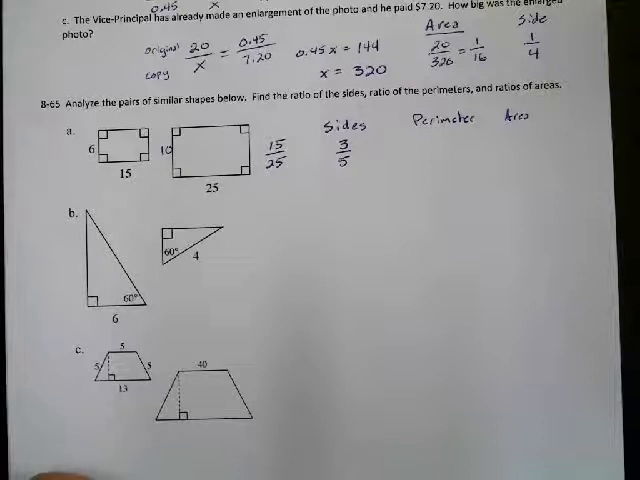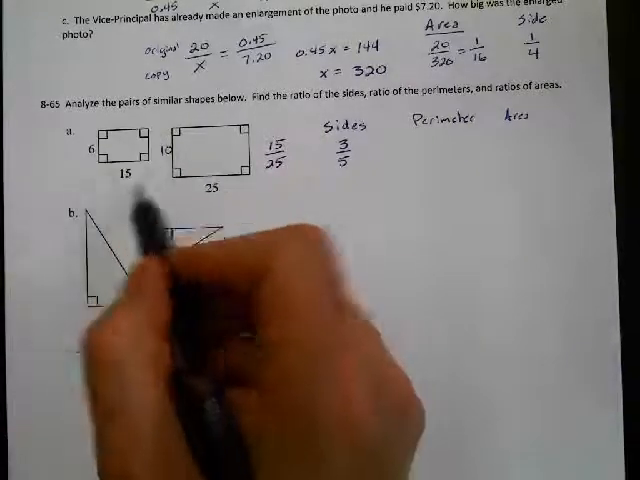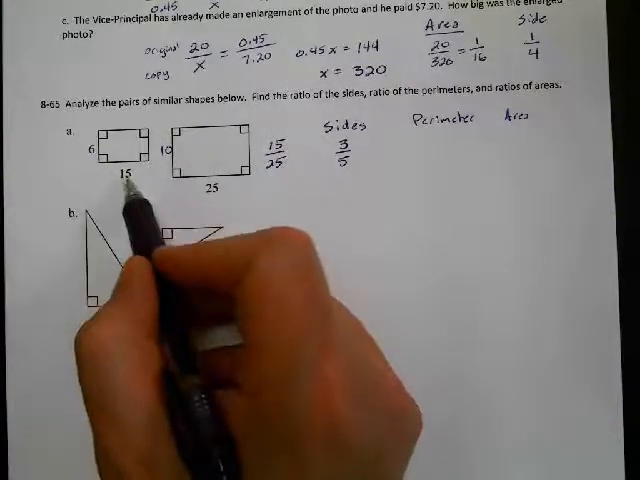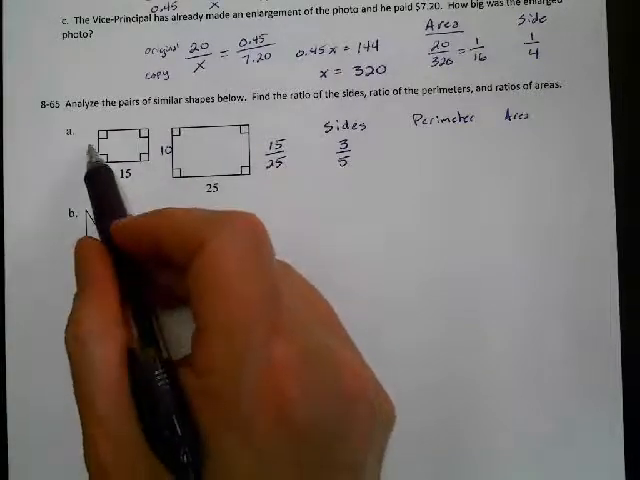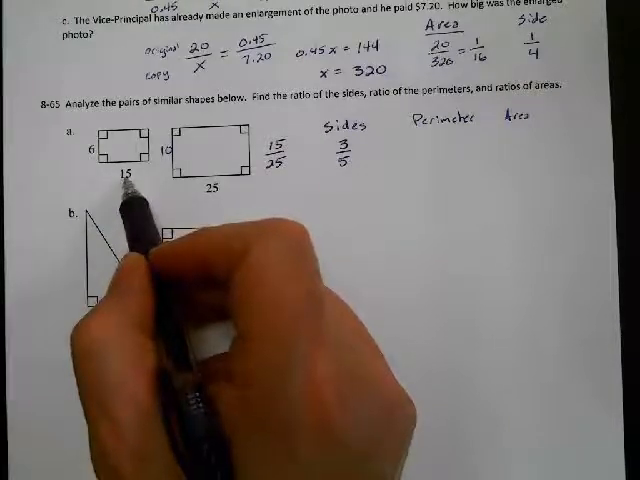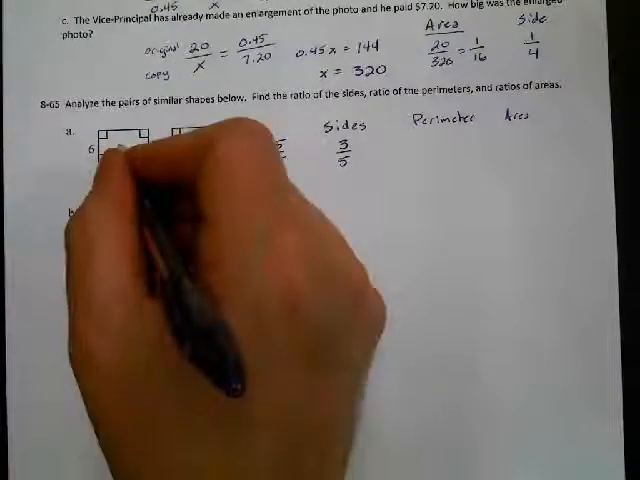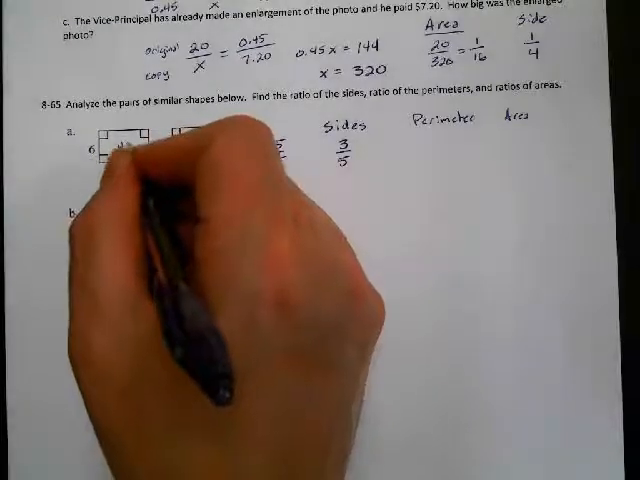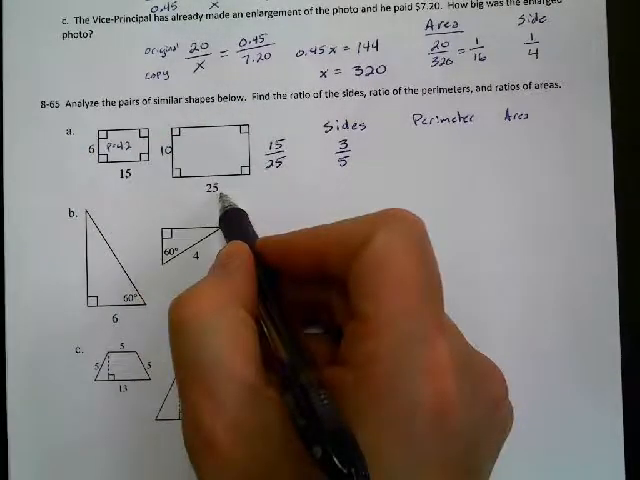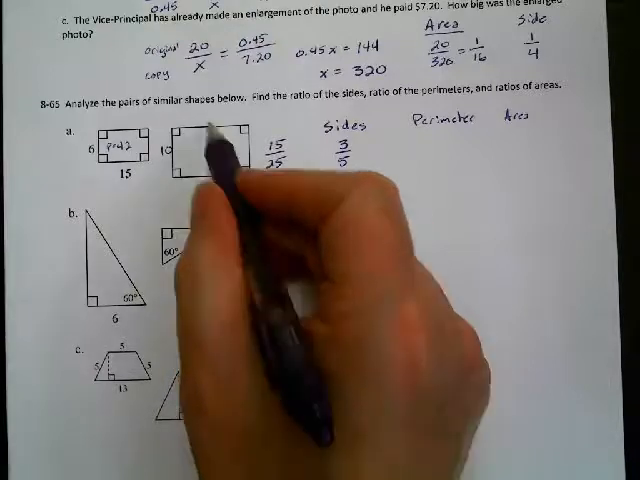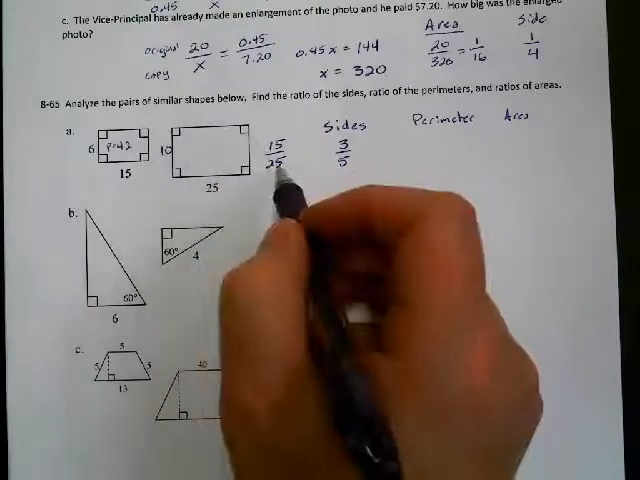So if I'm looking at my perimeters, I got 6 and 15, that's 21. And then this one also gives me 21. So that's going to give me a perimeter of 42. That's my perimeter. Here I've got 10 and 25, that's 35. And then over here I've got another 35. So that's a perimeter of 70.